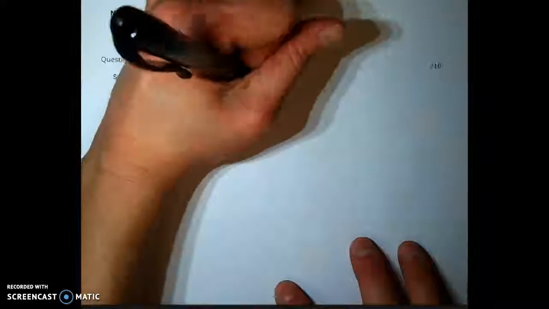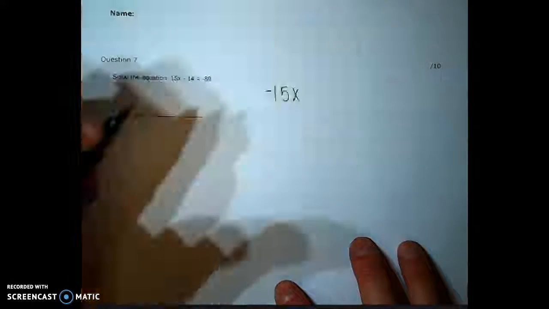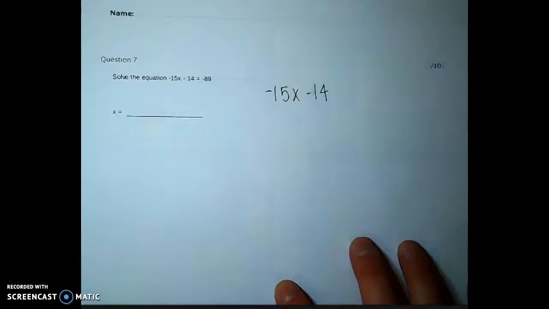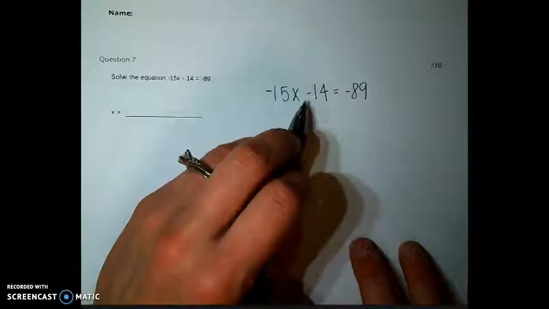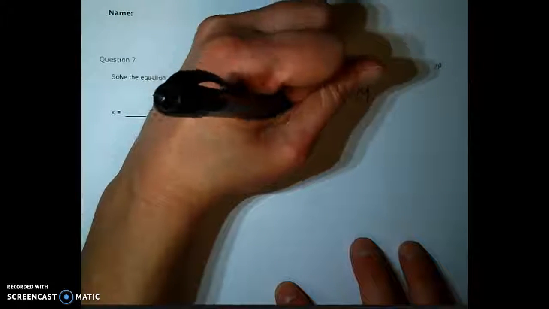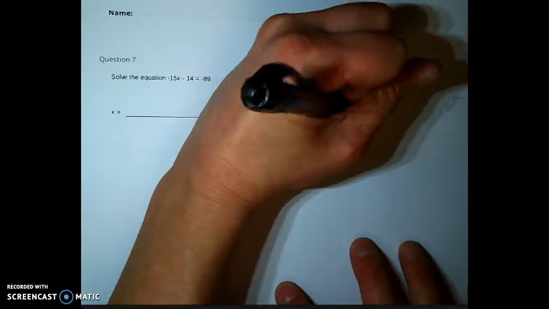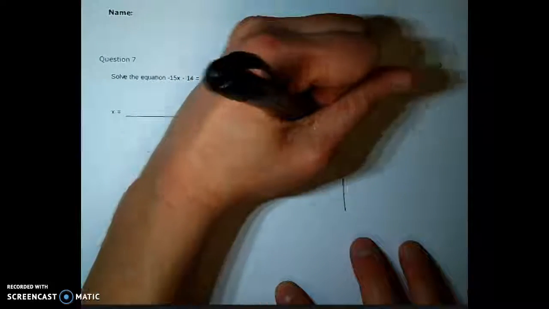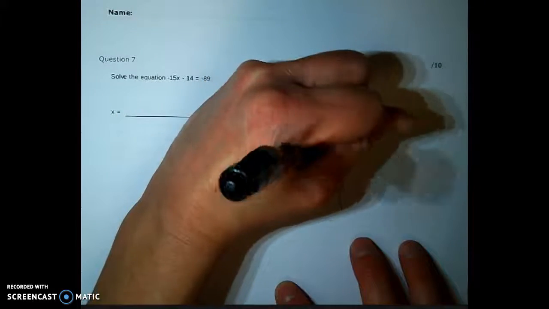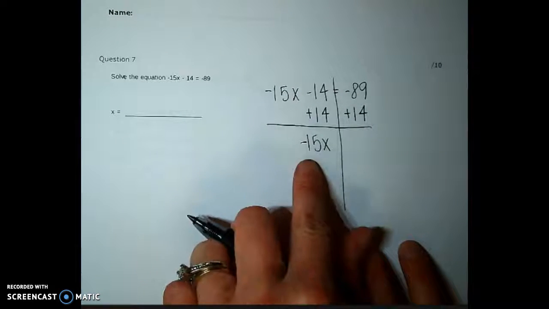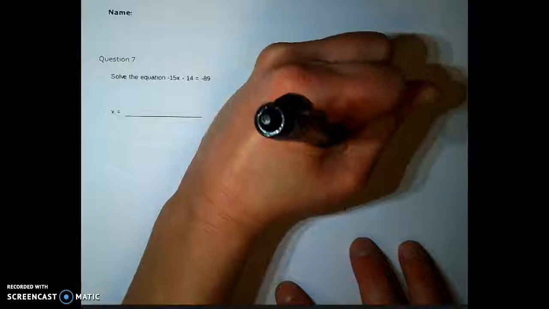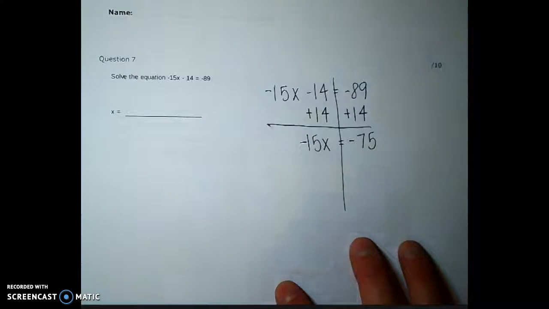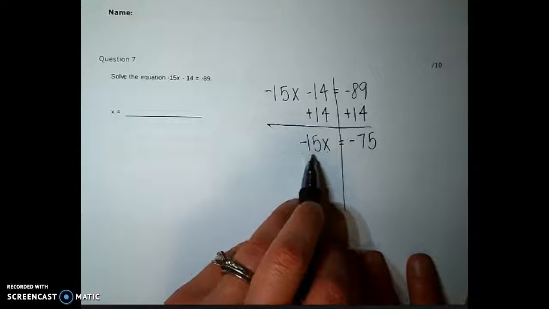Number 7 is a similar type of two-step equation, but this time we're getting rid of subtraction instead of addition. So first step, I always want to get rid of addition or subtraction first. So I'm going to undo subtraction by adding 14 to both sides. That leaves me with just negative 15x on the left side because I haven't done anything with that yet. Negative 89 plus 14 gives me negative 75, and then I still need to get x by itself by getting rid of this negative 15.